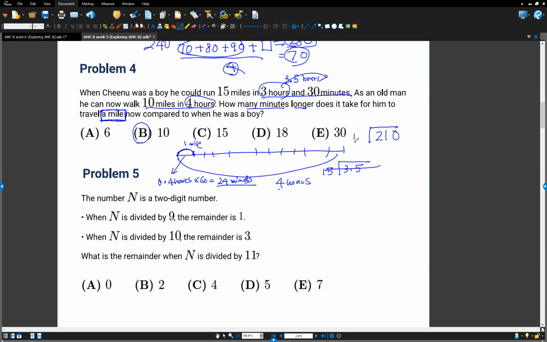For 1 mile, you can divide by 15, right? Okay, 15, 0. 60. This is for 60. It's okay? All right, 14 minutes. But now here it takes what, 24 minutes. How many minutes difference? 10 minutes difference.